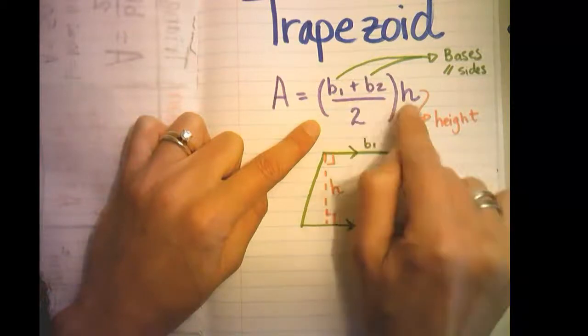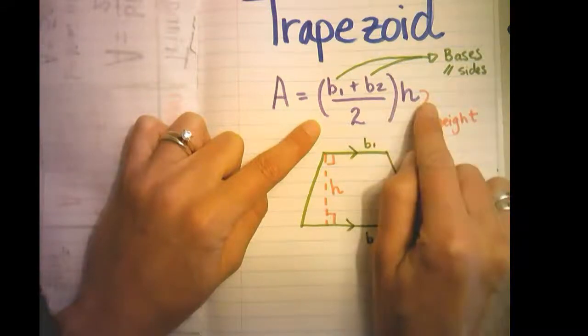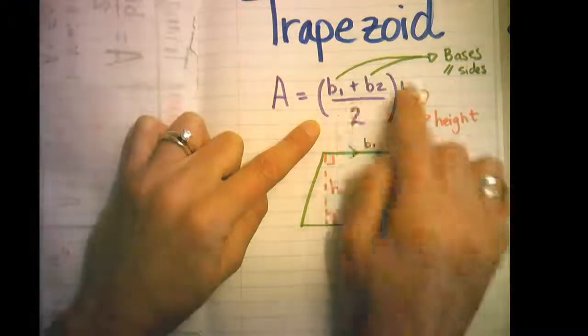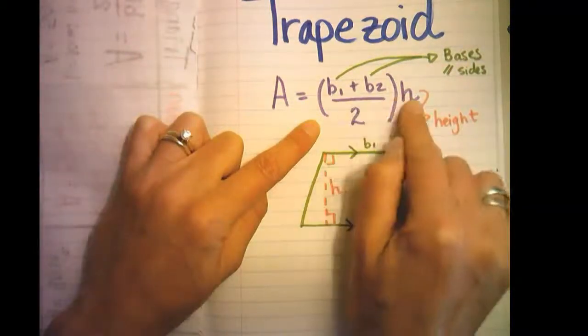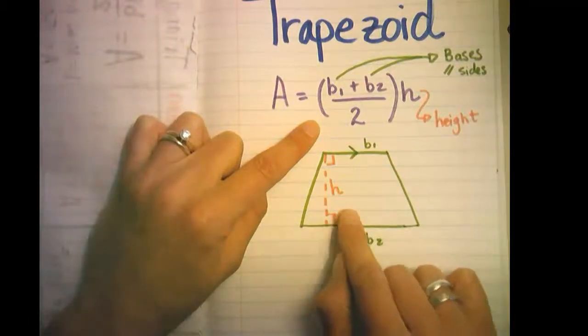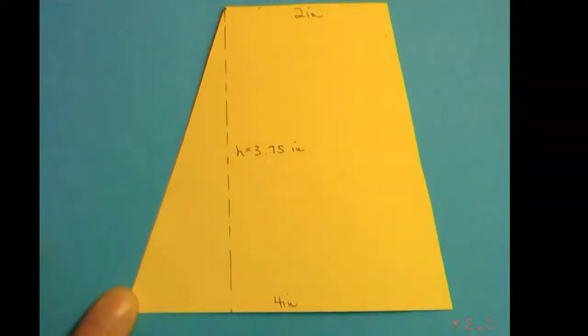When you take a base times a height, what formula does that sound like? Base times height? The area. Yeah, that's the area of what? Good job. So really, this is just base times height, which is the area of a rectangle. That means you must be able to make a rectangle out of a trapezoid. So I made a little trapezoid to show this to you guys.